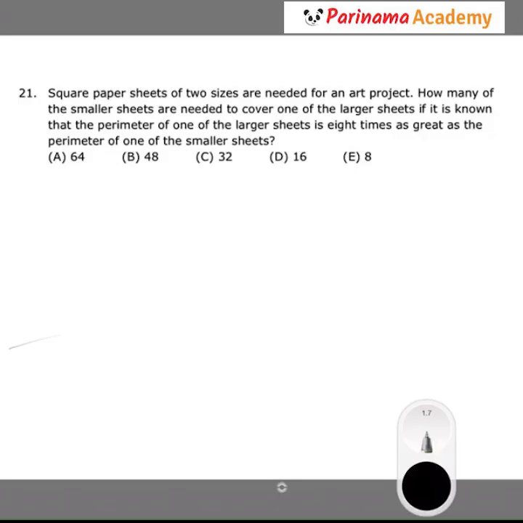Hello everyone and welcome. Today we are going to be looking at question 21 in the 2015 grades 5 to 6 Math Kangaroo question paper. So without any further ado, let's get right into it.